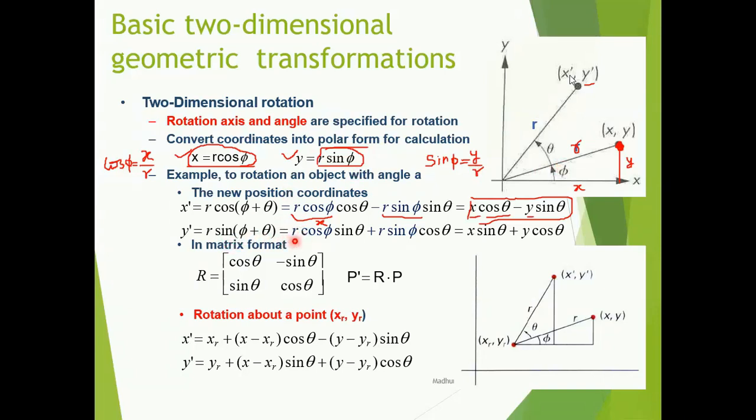If you elaborate it, what is sin a plus b? That is equal to sin a cos b plus cos a sin b. So you can write it as r cos phi into sin theta plus r sin phi cos theta. What is r cos phi? r cos phi is x. So we write x sin theta plus, what is r sin phi? r sin phi is y. So plus y cos theta. So you have got a new position for x and y, that is x dash comma y dash.